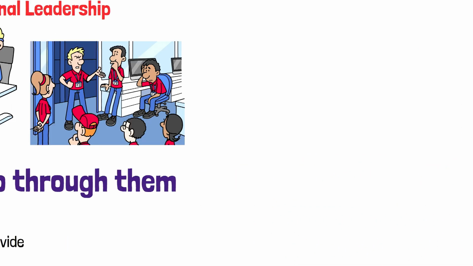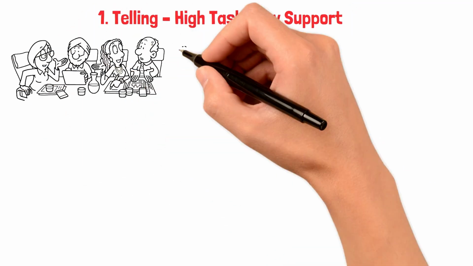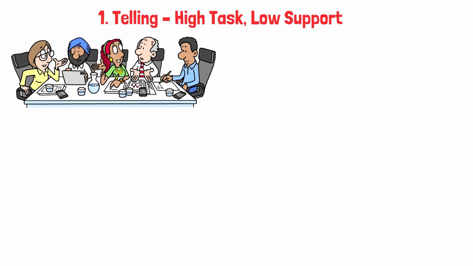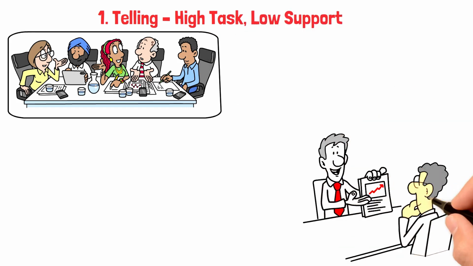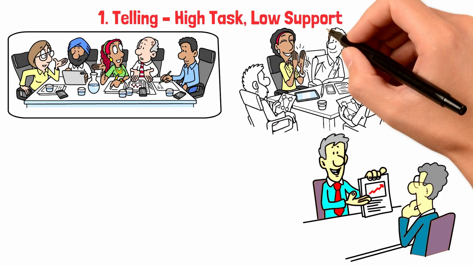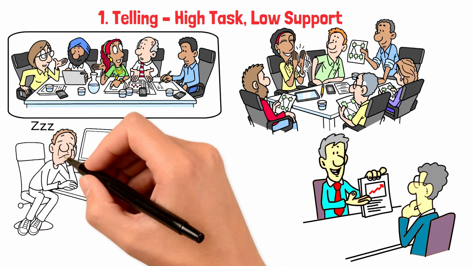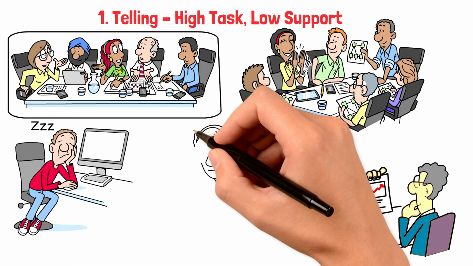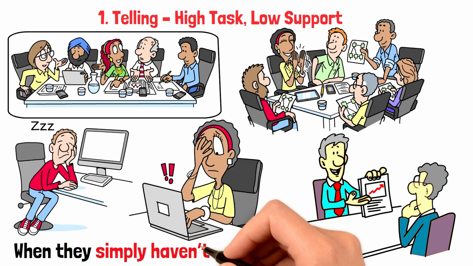Let's go through them. 1. Telling, high task, low support. Use this when a team member has low skill and low motivation or confidence. You provide clear, direct instructions and tightly monitor their progress. This style works best when someone is new or unsure and needs structure and direction to succeed. Caution: don't mistake a lack of skill for laziness. Many leaders make this mistake and assume someone isn't motivated when they simply haven't been trained.